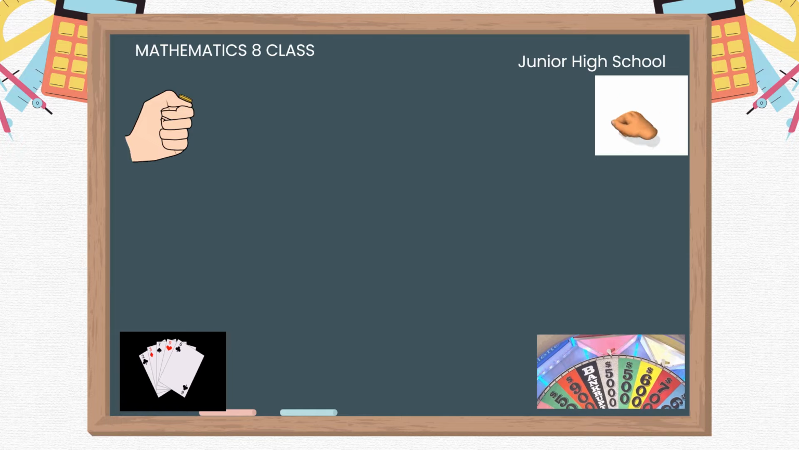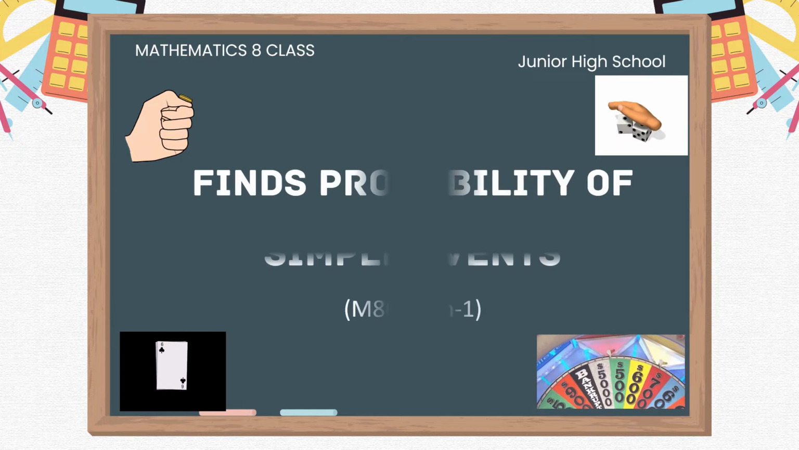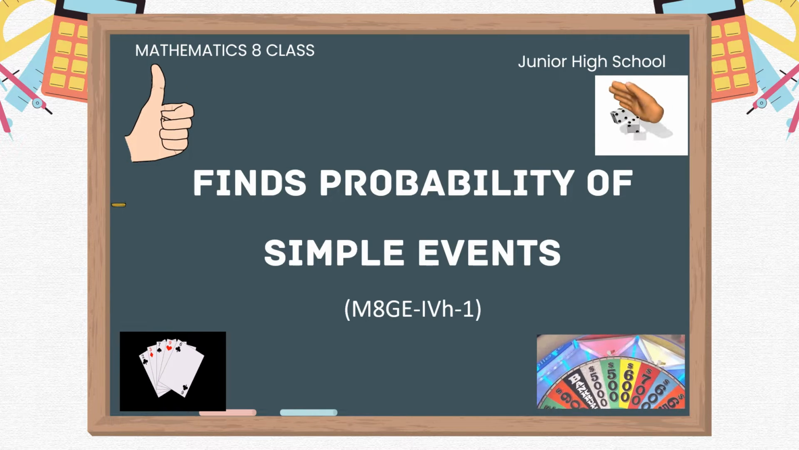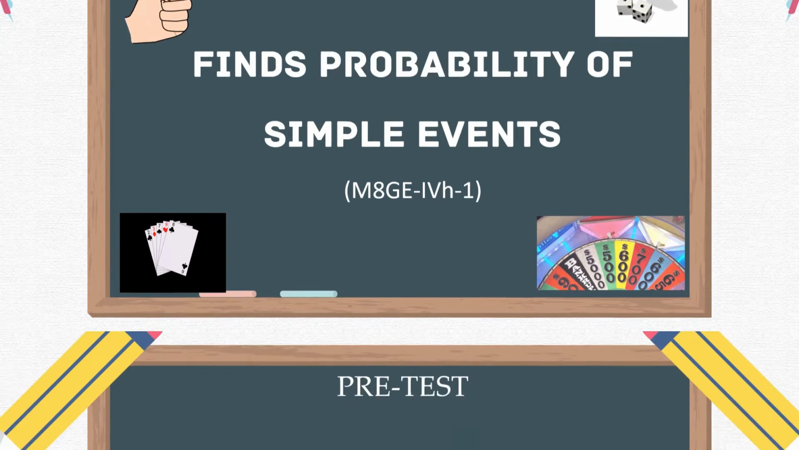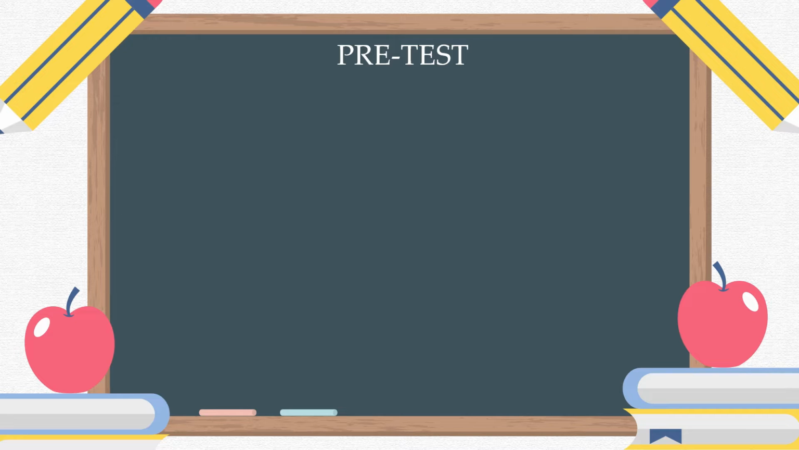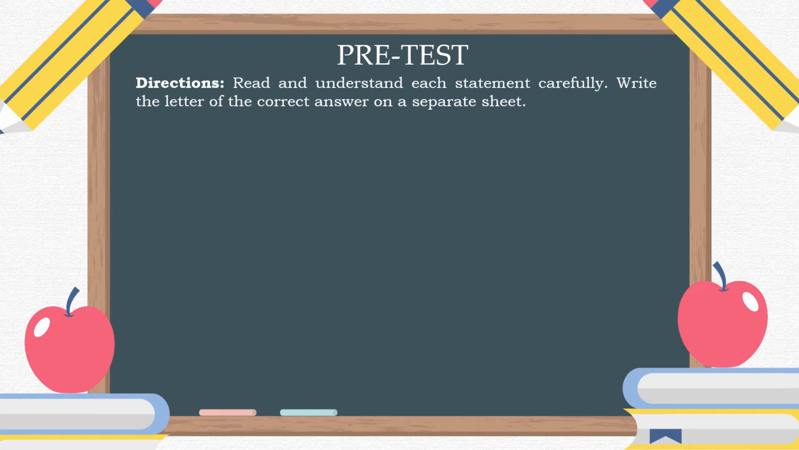The topic for today's lesson is about finding the probability of simple events. Before we go on to our discussion, let us first answer this pretest. Directions: read and understand each statement carefully. Write the letter of the correct answer on a separate sheet of paper.